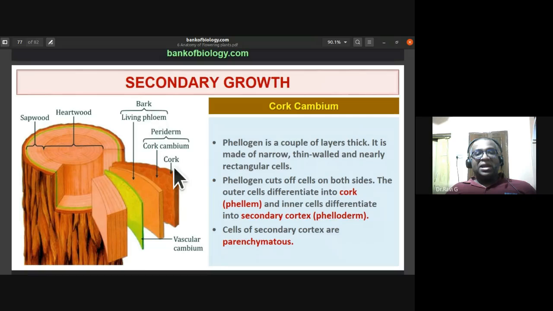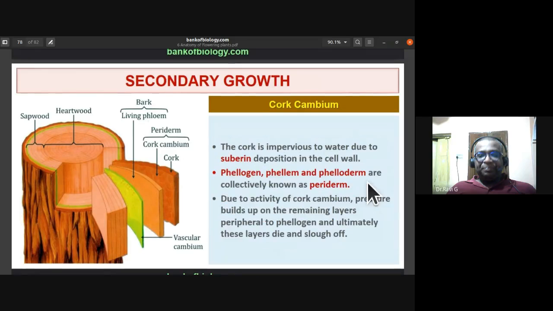So you can see here, when we say bark, everything from the living phloem to the periderm is considered bark. So the secondary phloem, then the secondary cortex or phelloderm, phellogen or cork cambium, and cork or phellem. When you say bark, it includes the tissues from the living phloem to the cork. All of them we call bark. That is what you can notice in this diagram.